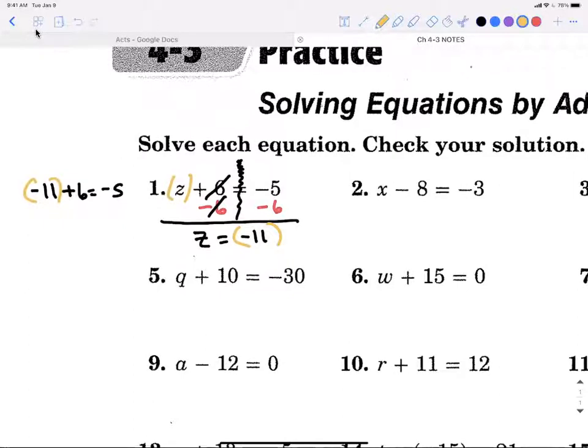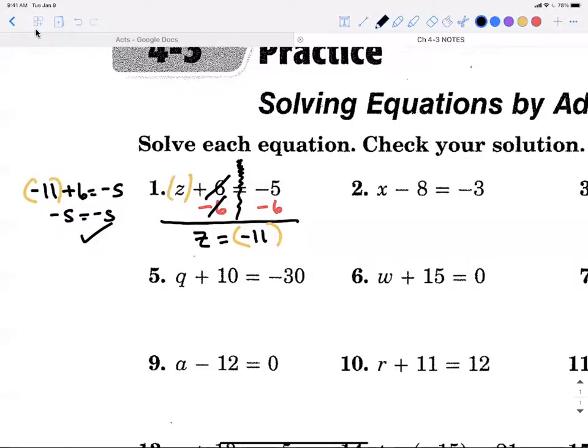Okay. All right. So now on the left side, we've got negative 11 plus 6. Well, if you have negative 11, add 6 to it, it's negative 5 equals negative 5. So yes, it checks out. Okay, so that means if you plug it in and you don't get negative 5 equals negative 5, then you've done something wrong in the original equation.